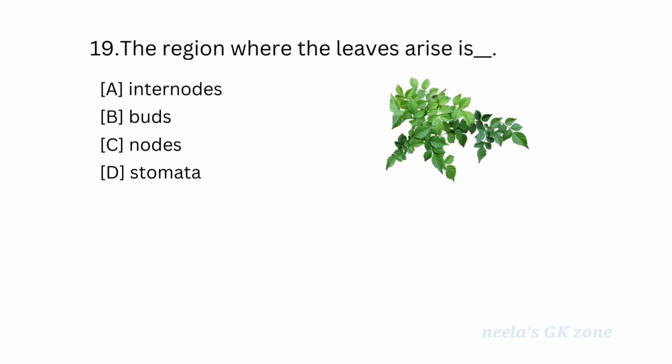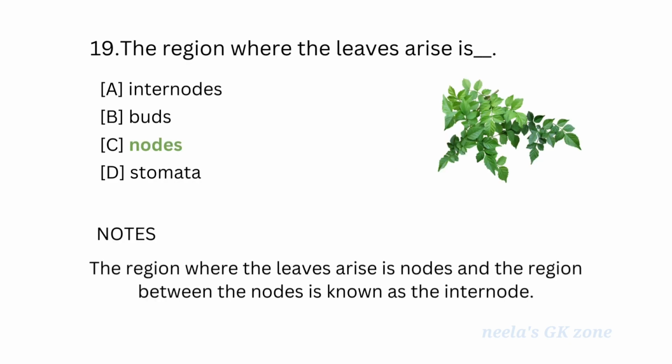The region where the leaves arise is, and the answer is nodes. The region where the leaves arise is nodes, and the region between the nodes is known as internodes.